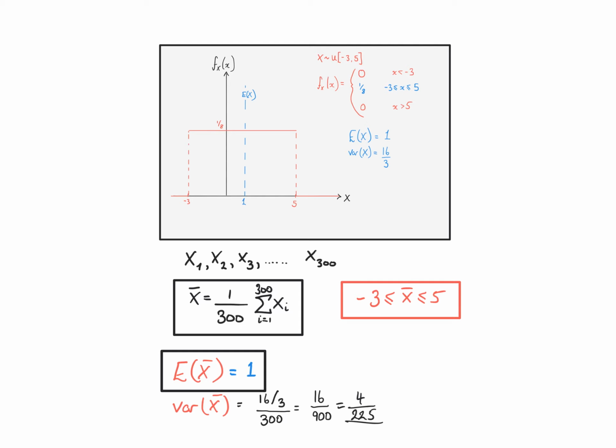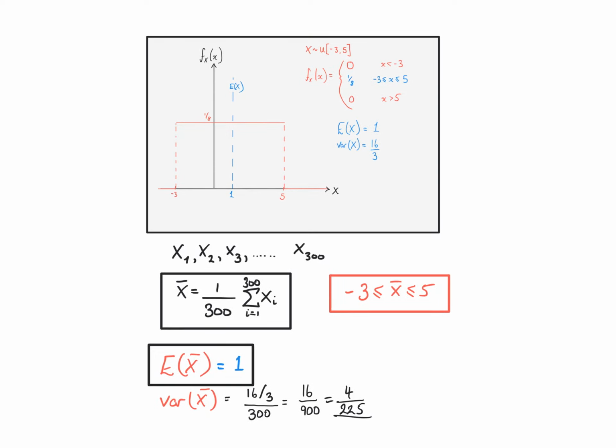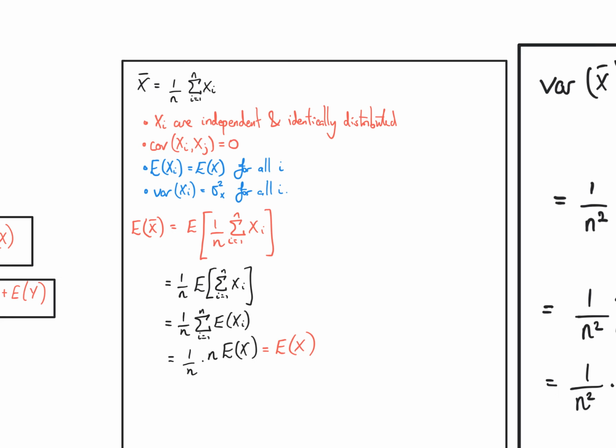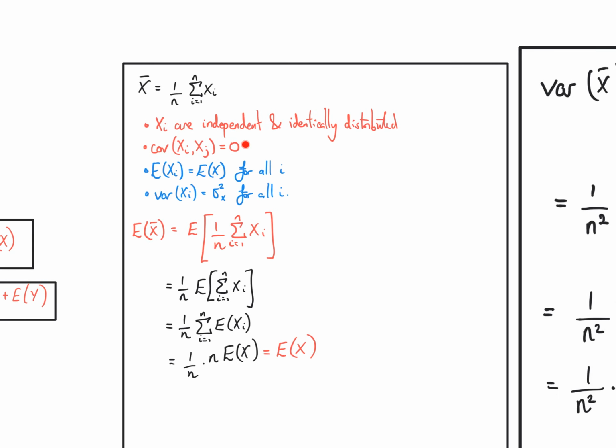The key assumption that we've made is that the observations are all IID, and if they're IID, remember the key things that happen are that the covariance between the observations is equal to 0, the expectation of all of the observations is equal to some constant, which is equal to the population expectation, and that the variance of the observations is equal to some constant sigma squared x, which is the variance of the underlying population random variable.